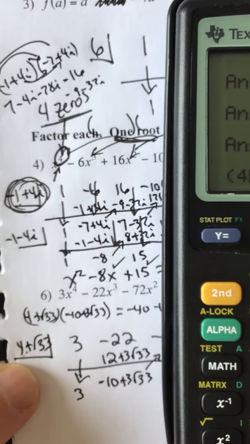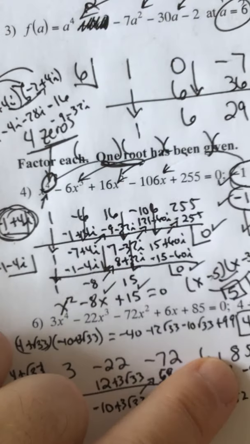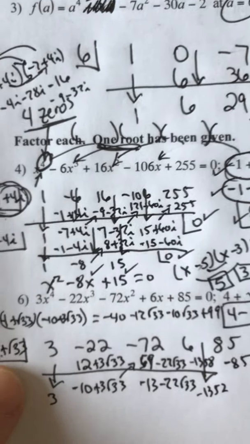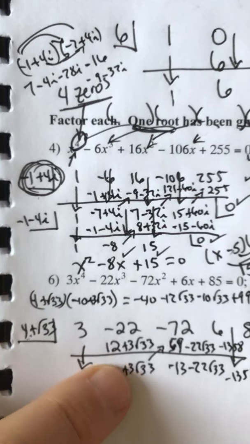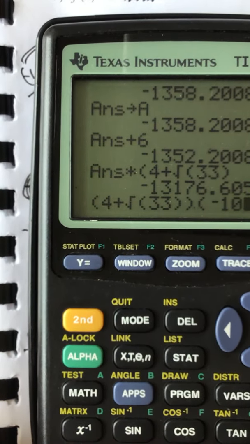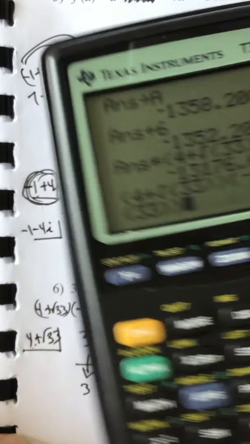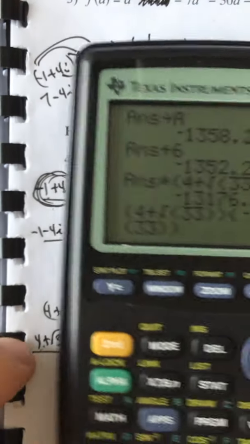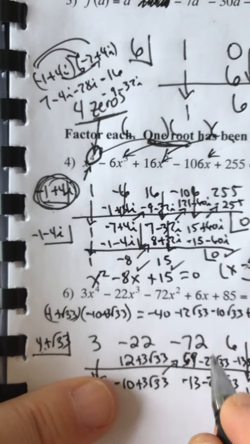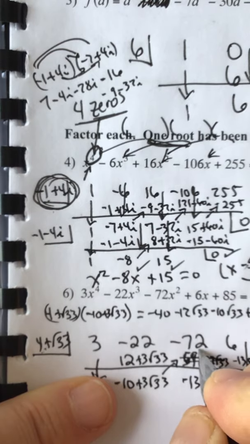So 4 plus the square root of 33. This is what you have to do. So this is why knowing that that had to be negative 85 helps. So 4 plus root 33 times negative 10, 3 33s. Let's see what that is. Okay, that's about 70. So I'm going to just throw this thing out right here as about 70.